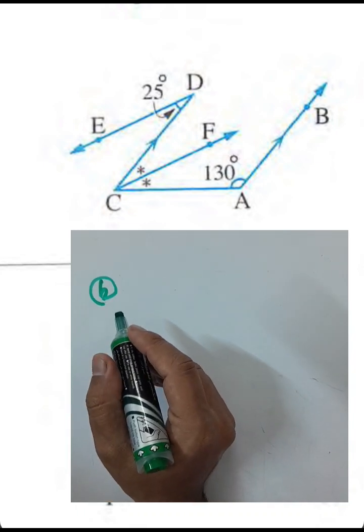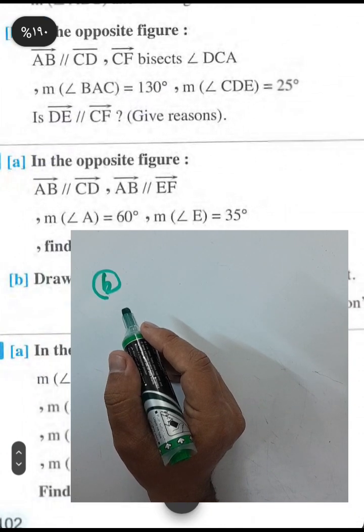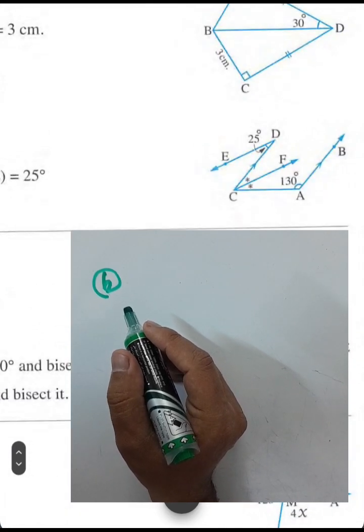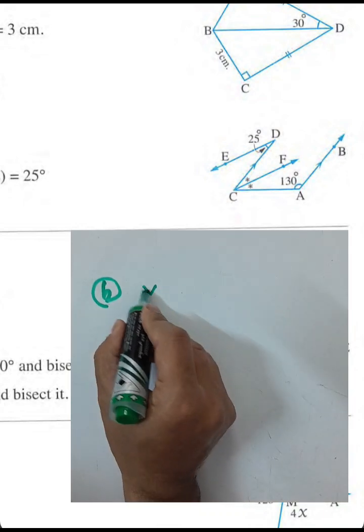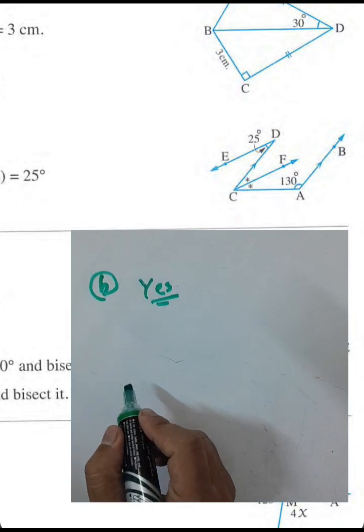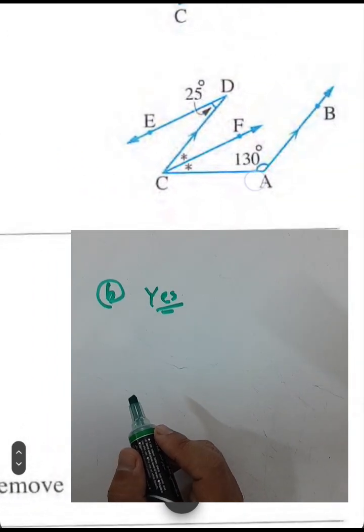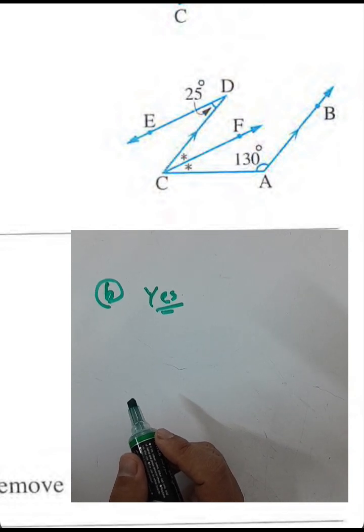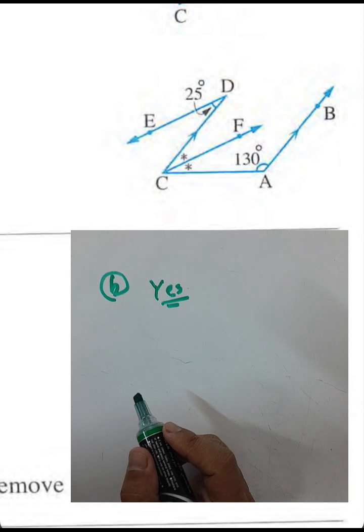Okay, I will write here. First question, he wants to prove: is DE parallel to CF or not? Okay, it will be true. Why? I will write the proof here. Yes, exactly. Why? Because the measure of angle A plus the measure of angle C equals 180 degrees. Then we can find the measure of angle C: 180 subtract 130, it will be 50 degrees. And then CF bisects this angle, dividing it into equal angles, 50 divided by 2 equals 25 each. Then the measure of angle CFD equals the measure of angle D equals 25, and we call those alternate angles.